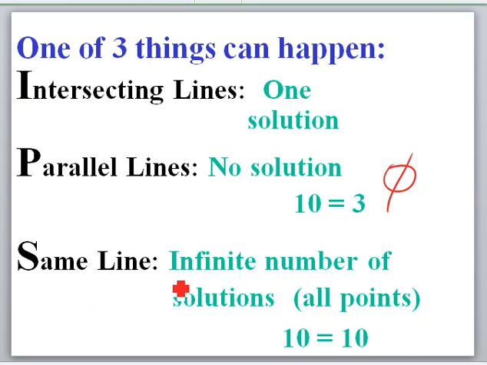When you have the same line, you'll end up with an equation that says something like 10 equals 10 or 0 equals 0 or 5 equals 5. So a true statement, and what we'll write for that is that there are infinitely many solutions.